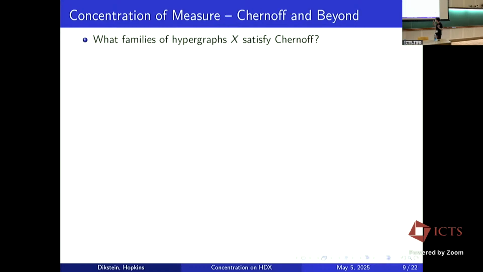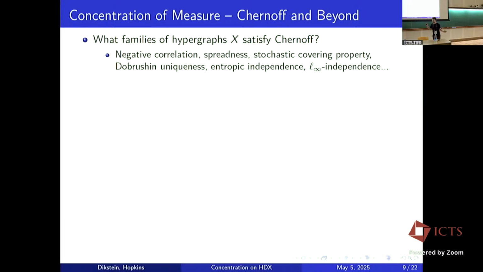Okay, so first maybe let's take a step back from high-dimensional expanders. And let's say, what do we know about this problem? Right, so Chernoff is very classical. Surely it's been studied what sort of hypergraphs, what sort of distributions satisfy a Chernoff bound. And indeed, this has been extremely heavily studied. I mean, I could have put an entire slide of conditions that we know that imply Chernoff.